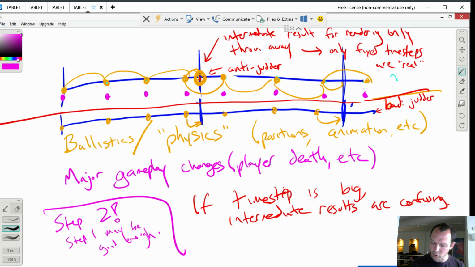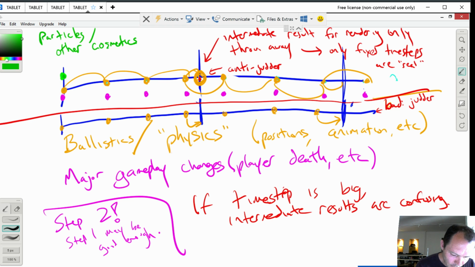Oh, you know, there's one other thing I should draw on this diagram. It looks really nice and smooth, and if you introduce judder, you'll see it become jerky immediately. It's immediately noticeable. Okay, the last thing I want to say here is that I'm going to make another set of dots of things that only happen every frame. And this is particles or other things that are cosmetics that are already frame rate independent.